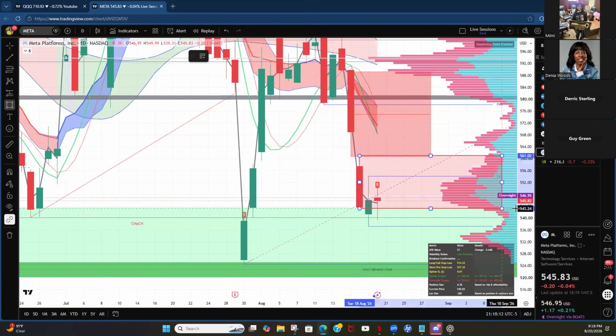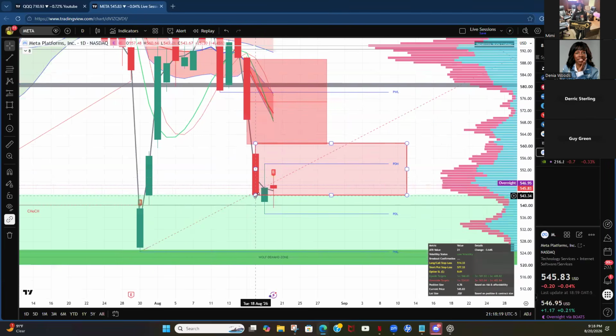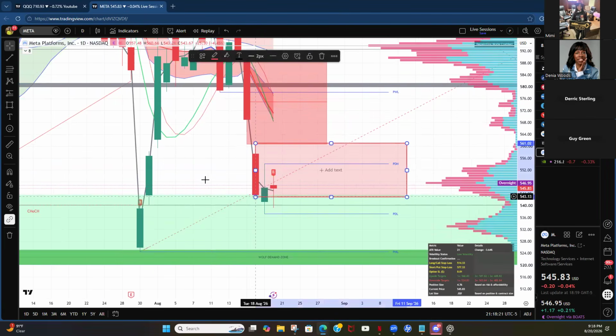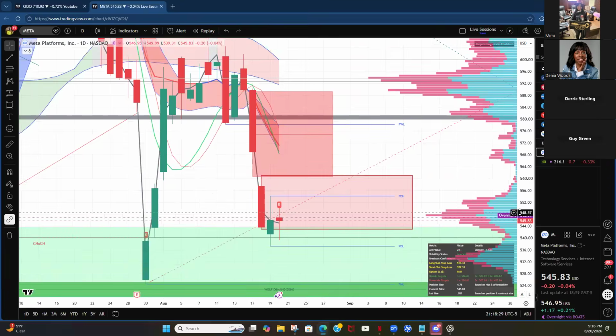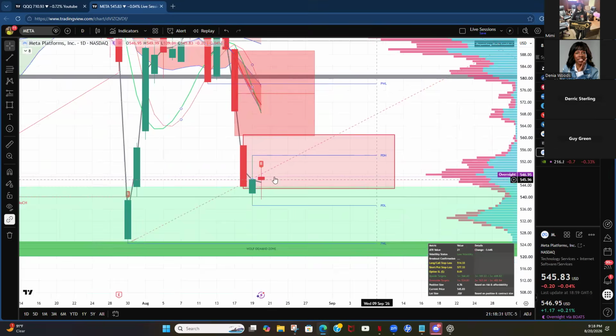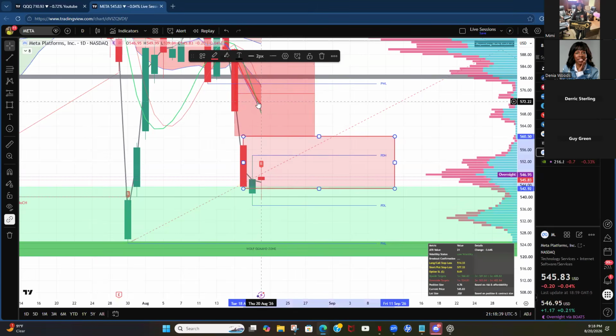To make things easier for yourself, just draw a box around Tuesday's candle. That is your lock candle. That's the candle to follow. And that's the battle. So you can see we've been trying to hold here in this box right here. So if Meta can hold, it does have a nice opportunity to push to the 560s and get to this fair value gap and maybe even try to reconnect with the 12 EMA, close the gap to the upside.